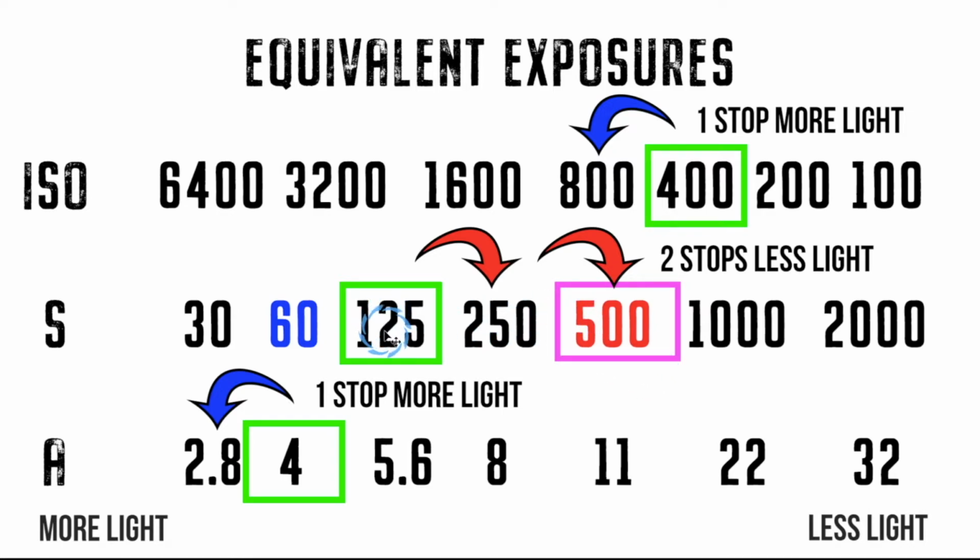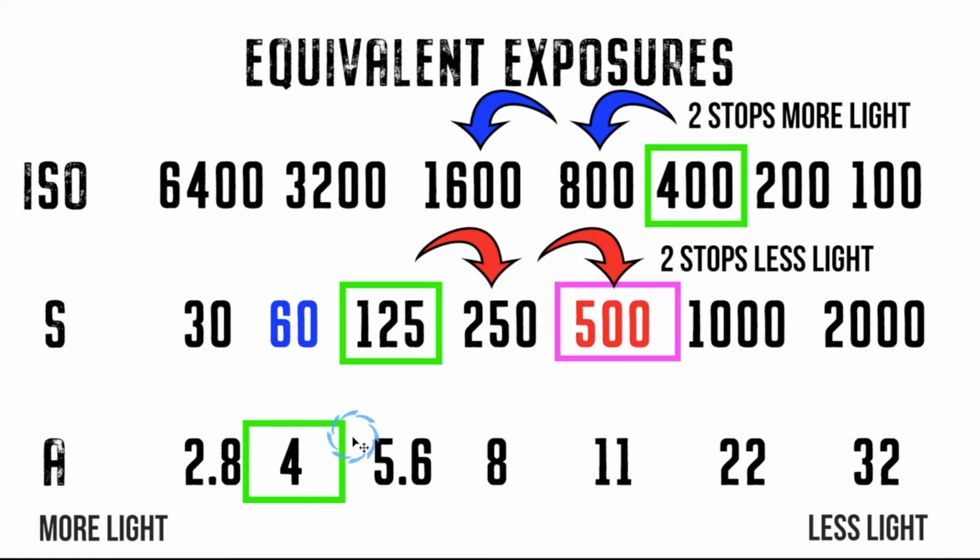But in this case, remember, we went up 1 stop, 2 stops. But we can only go down 1 stop because we don't have a smaller aperture than 2.8. So in this case, we are forced to either move 1 stop this way and 1 stop this way, or we could not use this aperture here.